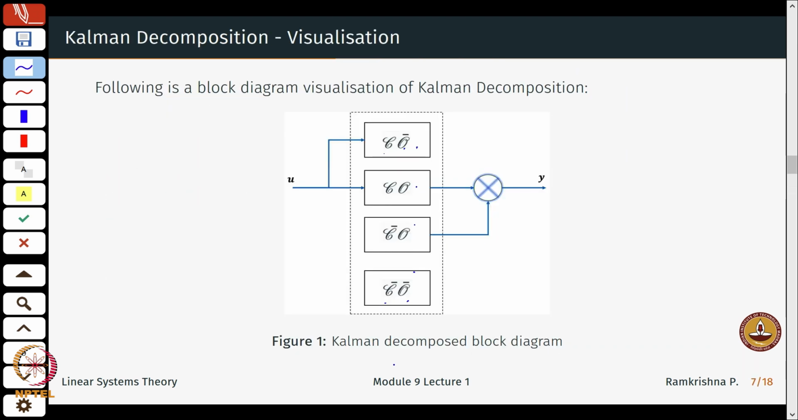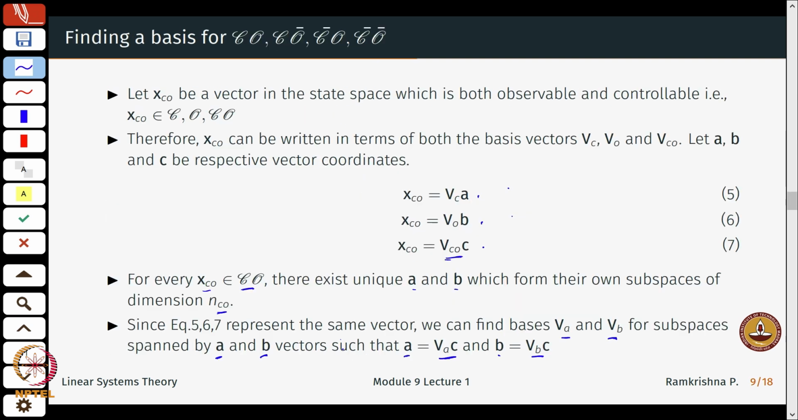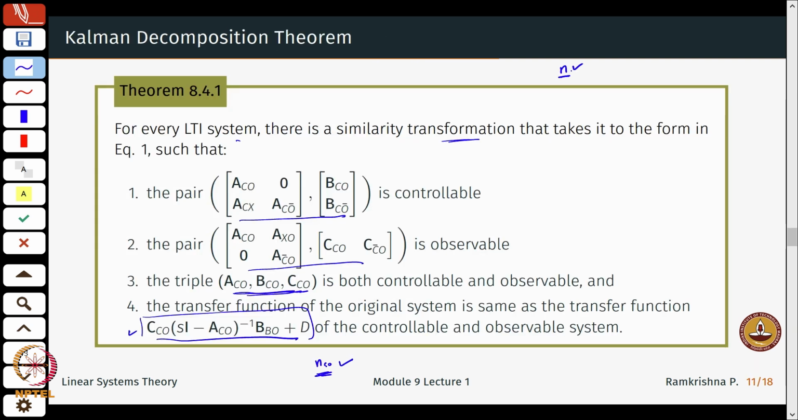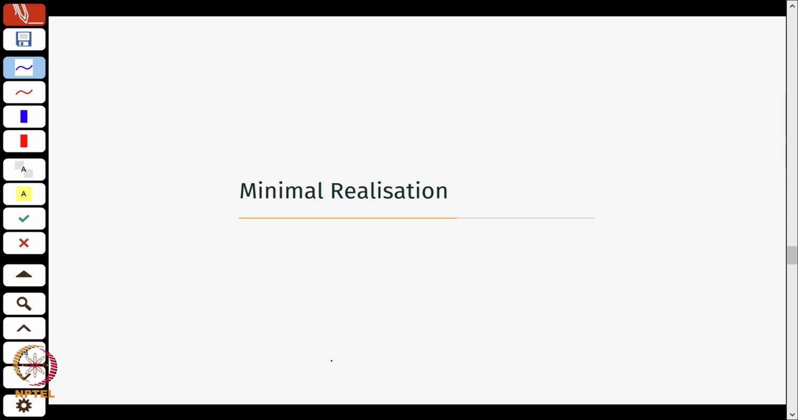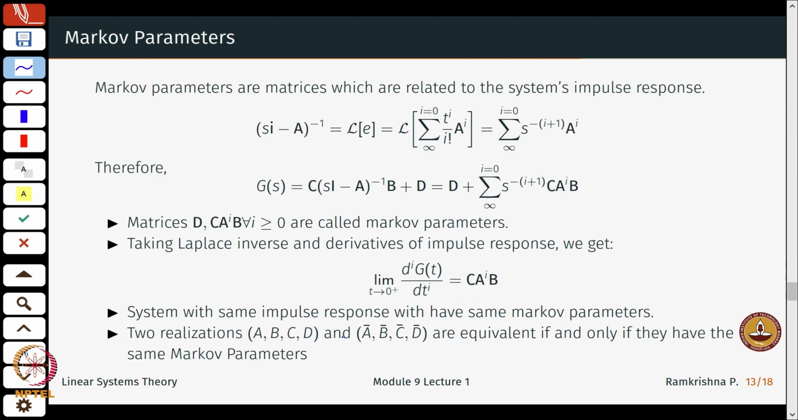So, in this realization, this x bar was also of dimension n, whereas if I look at the transfer function, it might just show me a smaller number of poles, that is, the minimal order of the system. That is what we will derive now. It is not surprising that there are many possible state space realizations for a given transfer function, and they can be of different orders. I will do some examples on this towards the end.